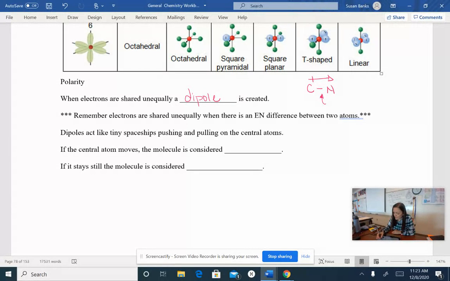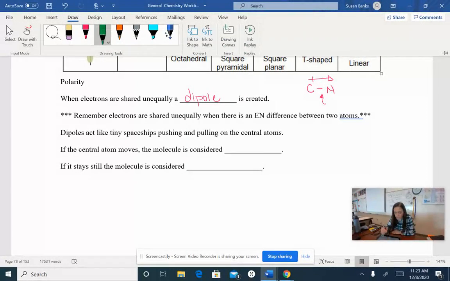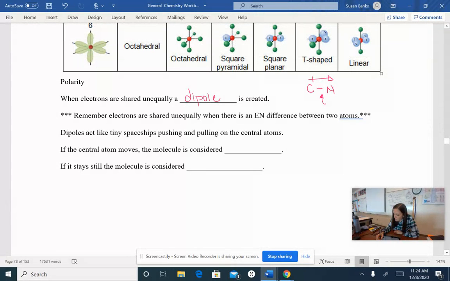So when we actually look at how this molecule behaves in real life, because nitrogen has more of its share of electrons, it's going to have a partial negative charge over here. And carbon would have a partial positive charge, hence the term polarity. I have a positive pole on this side of the molecule and a negative pole on that side of the molecule. So now we're going to start looking at that on molecular shapes. Okay?